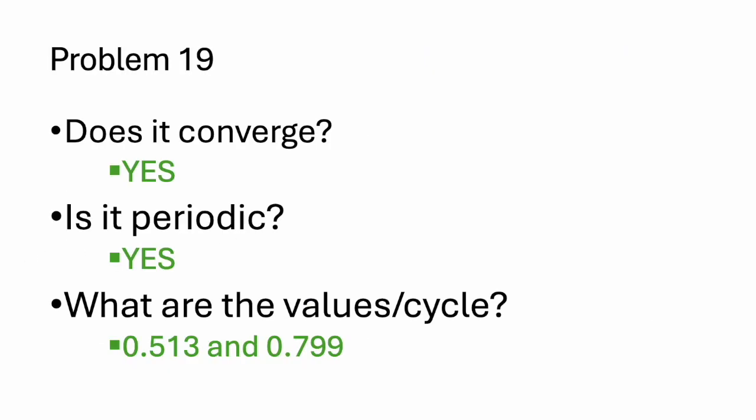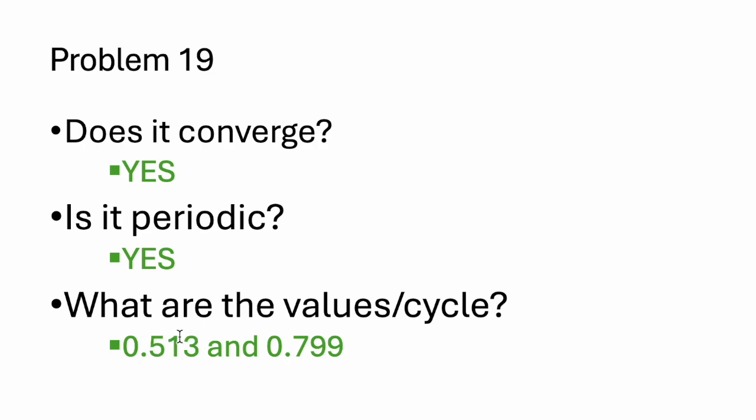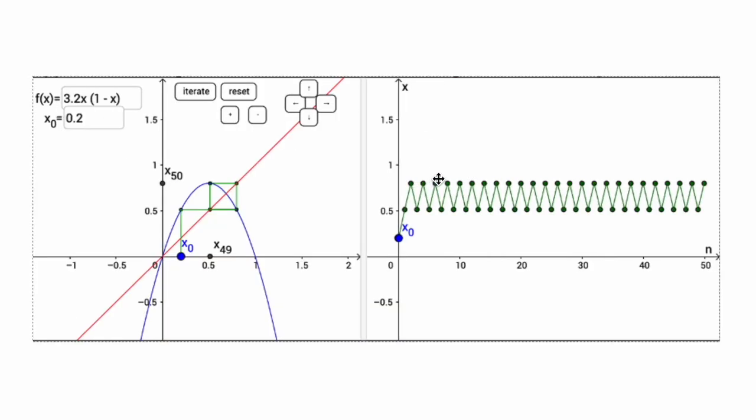And then so just putting that out in words. Does it converge? Yes. Is it periodic? Yes. And it is periodic on these cycles, or on these values of 0.513 and 0.799, and it converges on these values as well. And then I like this program as well, just for a little bit of a better visualization, to see the periodic cycleness of it, and you can really see how it's oscillating completely steadily just between these two values. And again, got a nice clean graph right here.